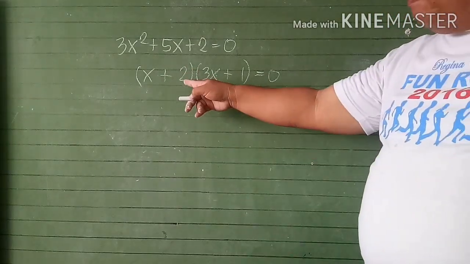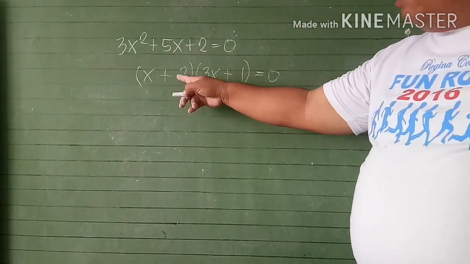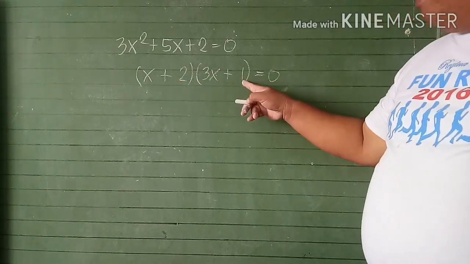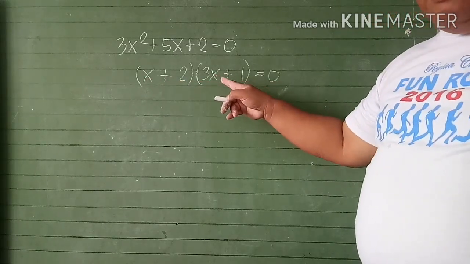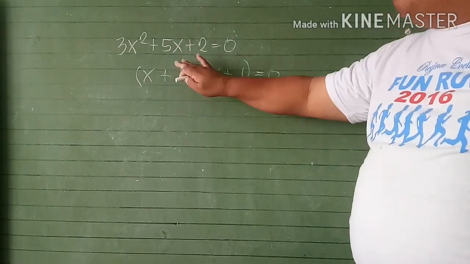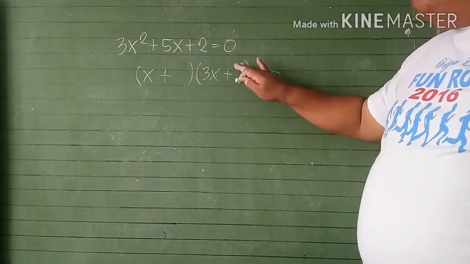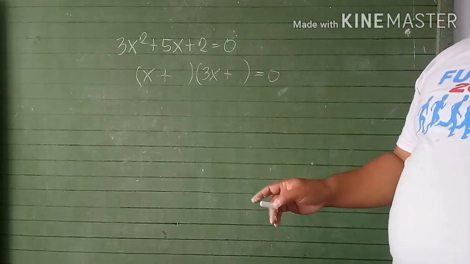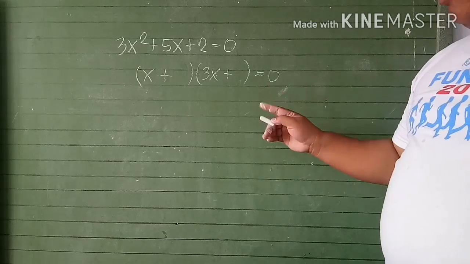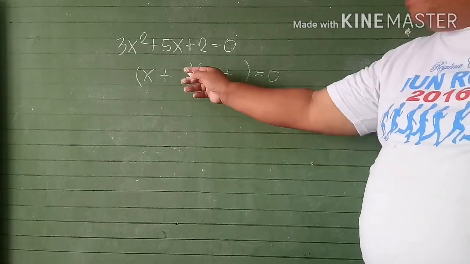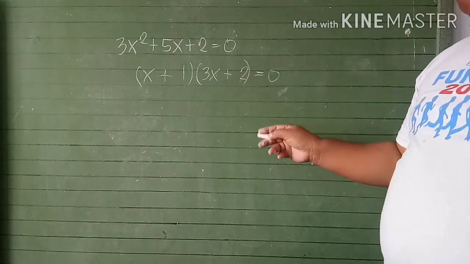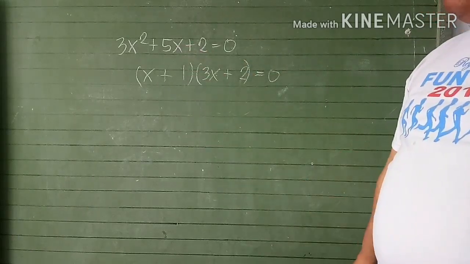If we multiply the inner terms, 2 times 3 is 6, and 1 times 1 is 1, so 6 plus 1 is 7. We cannot get the middle term. So it means we're going to find the best pair of these two quantities. If we put 1 here and 2 here, let us check. Do we get the middle term of our product equation?